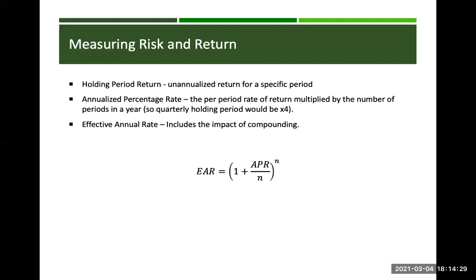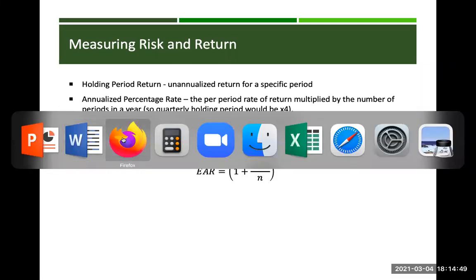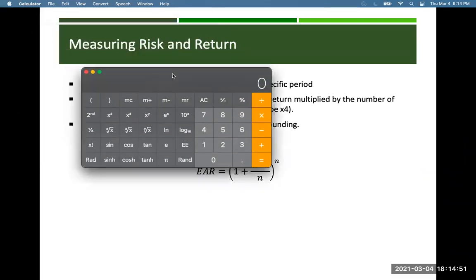So measuring risk and return, these are things that you have hopefully seen before this class. Things like holding period return. That's an unannualized return for a specific period that could be less than a year or more than a year. So a 20% holding period return for a 2-year period. What's the annualized return on a compounded basis? You take the square root, subtract 1, 9.5%.